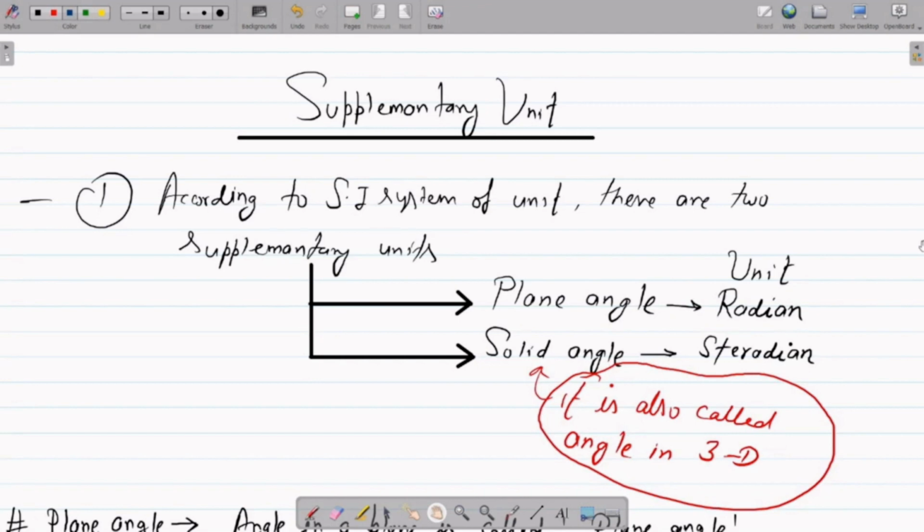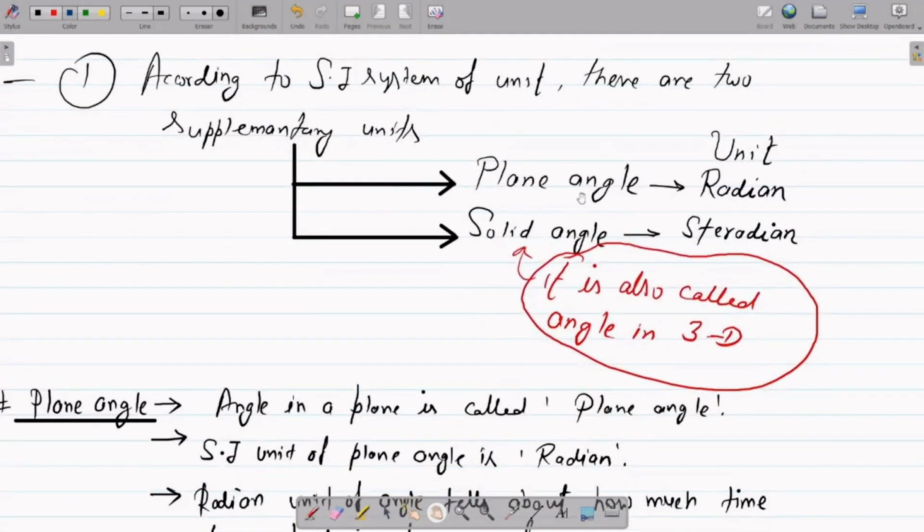According to the SI system of units, there are 2 supplementary units. The first one is plane angle, which is measured in radian, and the second one is solid angle. It is also called angle in 3 dimensions, and it is measured in steradian.